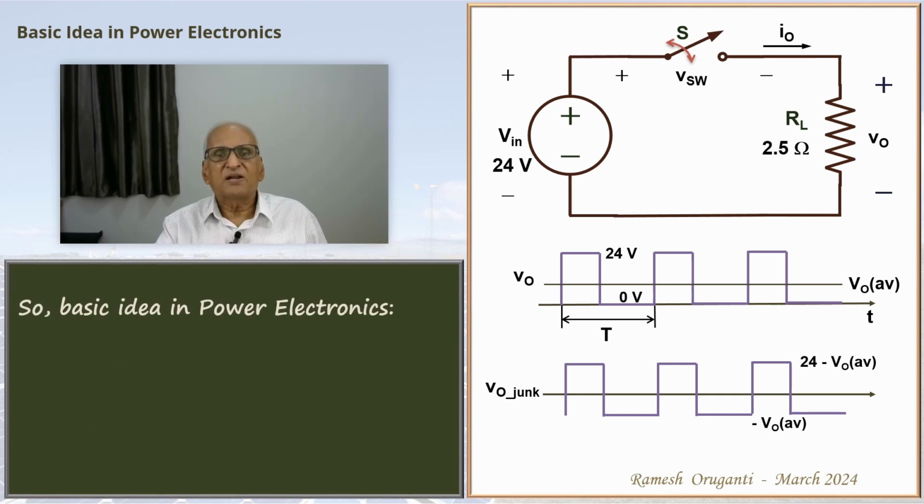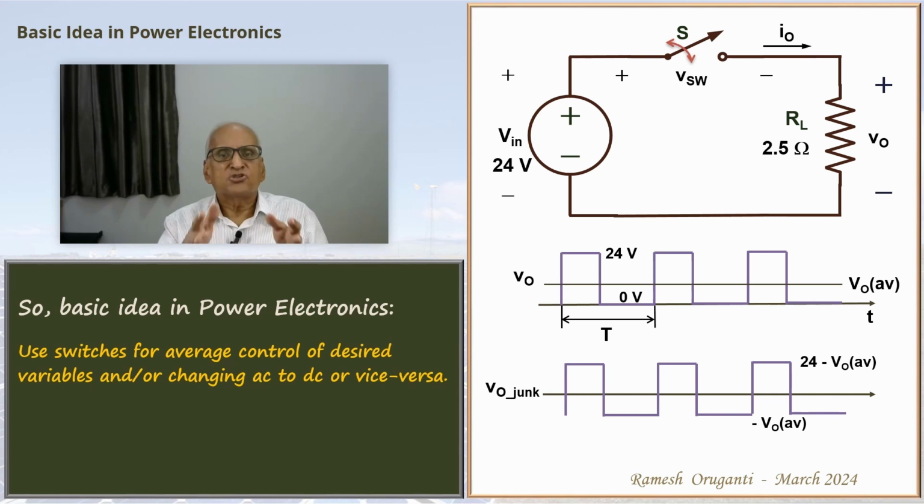So now we can summarize the basic idea in power electronics. The basic idea is to use switches because switches cause less power loss. So use switches to vary the current or voltage that you desire in an average sense. You can also use the switches to convert DC to AC or AC to DC. We can also combine. For example, you can use switches to convert from DC to AC, while at the same time you can use the same switches to also vary the magnitude of the AC through pulse width modulation. So you can combine both.